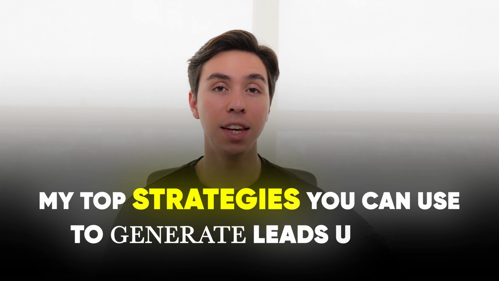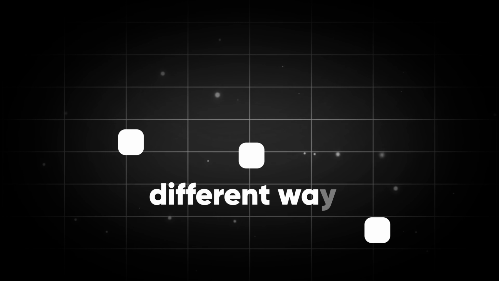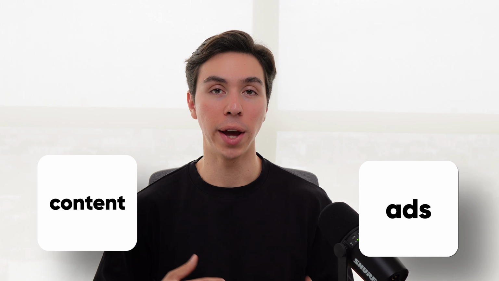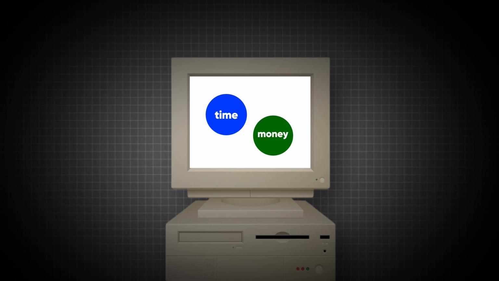In this video, I'm going to show you my top strategies that you can use to generate leads using AI. There's obviously a bunch of different ways that you can use AI for lead generation. For example, you can do content, you can do ads, but to be completely honest, both of these either take up a bunch of time and or money. And so in this video, we're not going to be talking about any of those. We're going to be talking about another way.